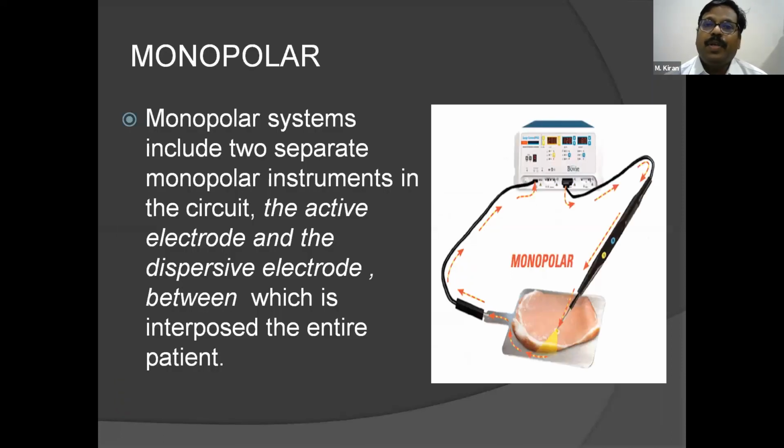Actually, we will be using the monopolar system. The monopolar system includes two separate monopolar instruments in the circuit, the active electrode and the dispersive electrode, between which is interposed the entire patient. There will be the active electrode and the earth pad, and in between these two, the patient will be placed.